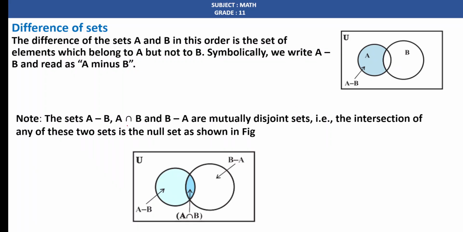Note that A minus B, A intersection B, and B minus A are mutually disjoint, that is, the intersection of any of these sets is a null set. For example, here A minus B is separate, and A intersection B is separate, and B minus A, as shown in the figure.